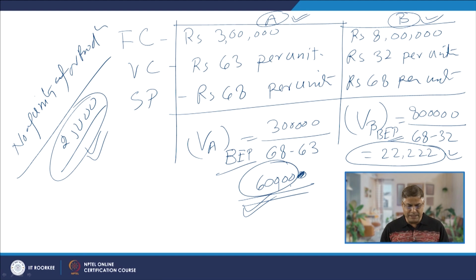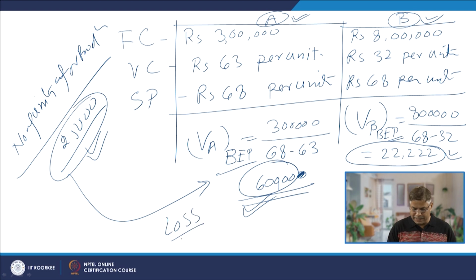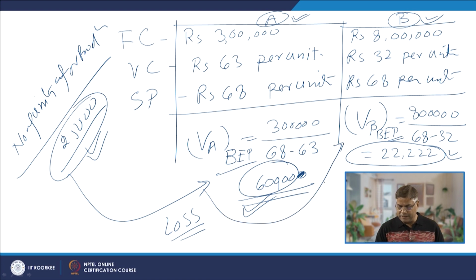So, if we take a decision to produce 25,000 units at site A, then the company will be making a loss, while if the same volume is produced at site B, then the company will be making a profit. So, according to this analysis, the selection of site B for producing 25,000 units will be profitable if the selling price is 68 rupees per unit, the variable cost is 32 rupees per unit, and the fixed cost is 8 lakhs.